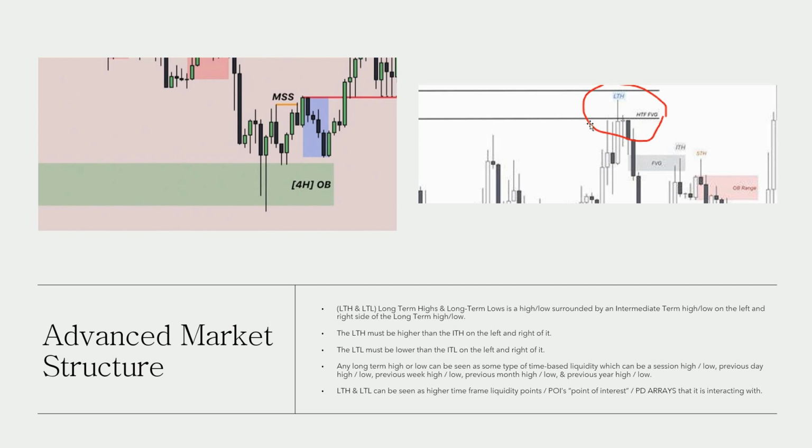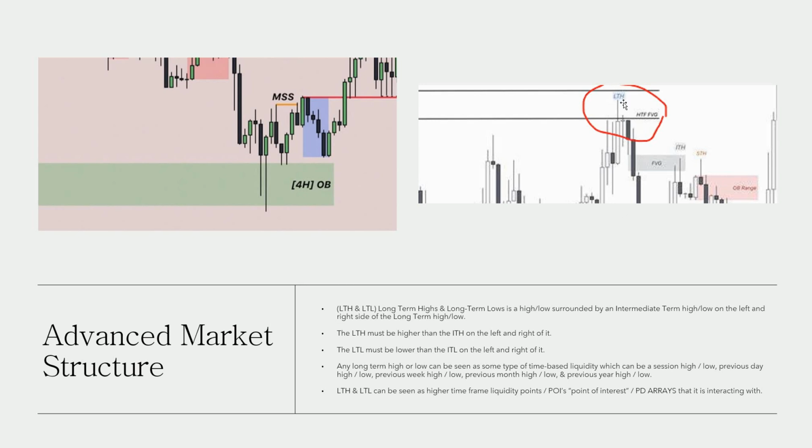Okay? Same thing with our long-term high. We have our intermediate term high on the right and intermediate term high on the left, leaving our long-term high in the middle, which is also tapping into our higher time frame fair value gap, which is a higher time frame PD array. Okay? So our long-term high is always going to be higher than our intermediate term highs on the left and the right. Okay?